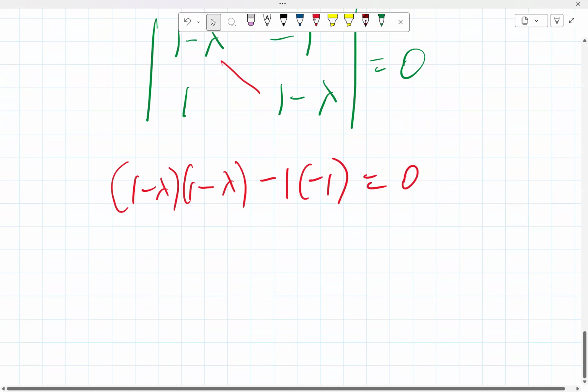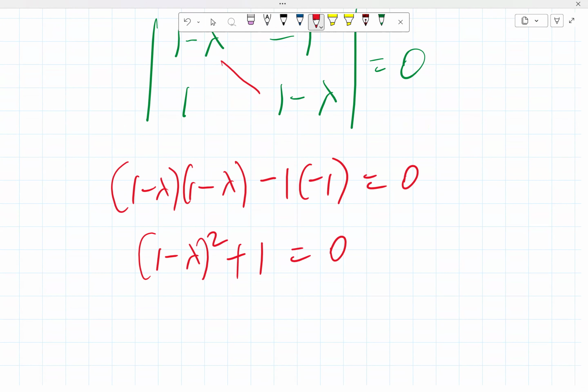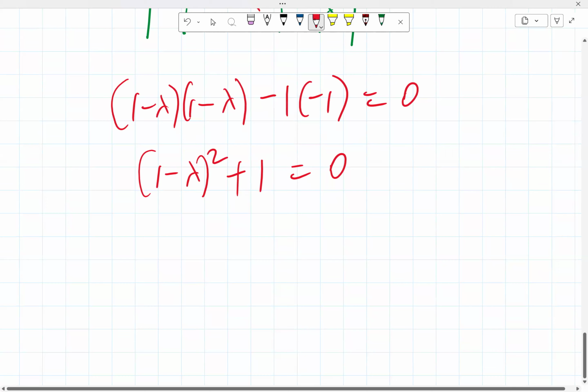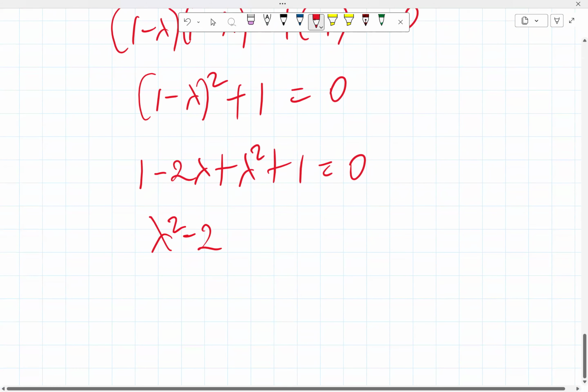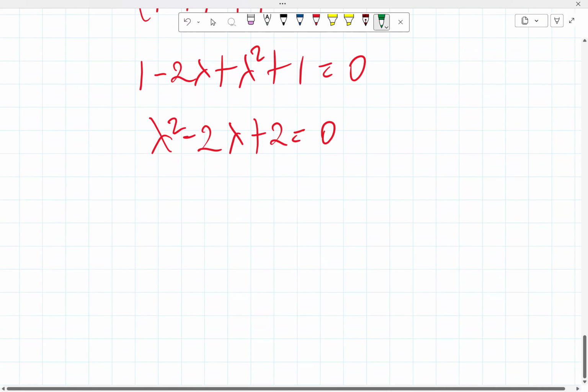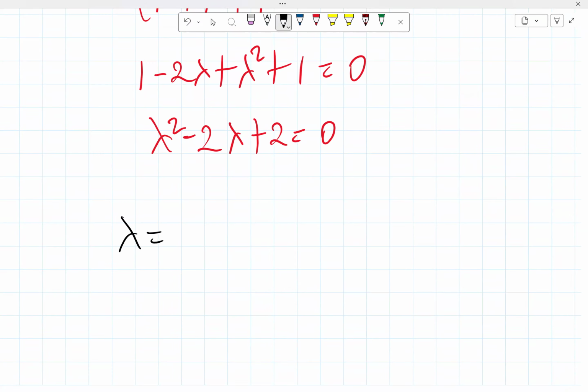So you can tidy this up. This is simply 1 minus lambda squared plus 1 equals 0. If you expand this now, you have 1 minus 2 lambda plus lambda squared plus 1 equals 0. So in all, we have lambda squared minus 2 lambda plus 2 equals 0. If we use the quadratic formula, we know that lambda is equal to plus or minus. Here this is analogous to a lambda squared plus b lambda plus c equals 0.